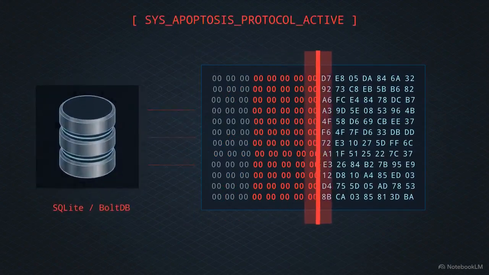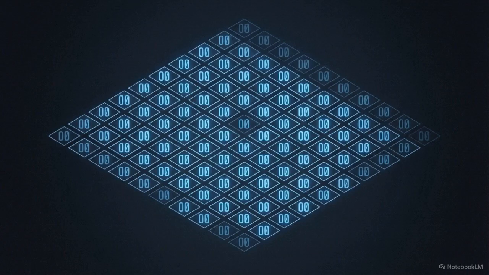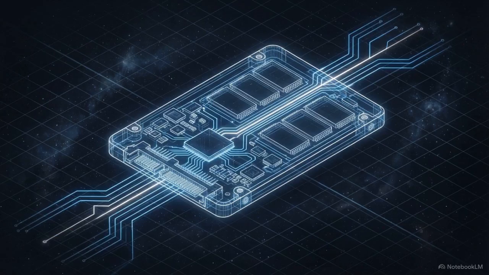Apoptosis triggers an irreversible database shutdown protocol. The agent deliberately destroys its own file structures to prevent hostile extraction. The shredder targets the database at the binary level. It overwrites the SQLite header magic bytes and destroys the BoltDB metapages.